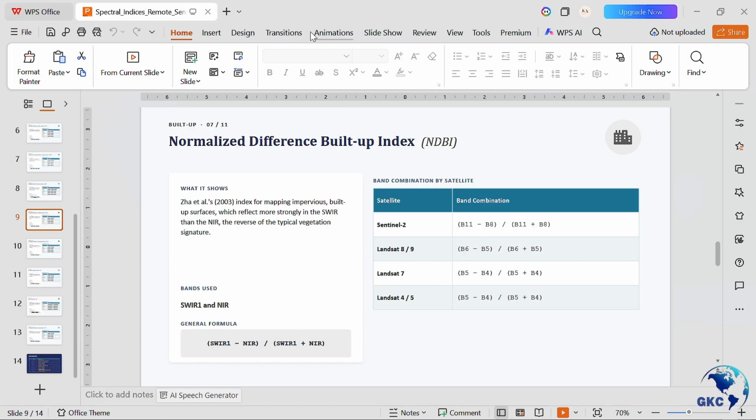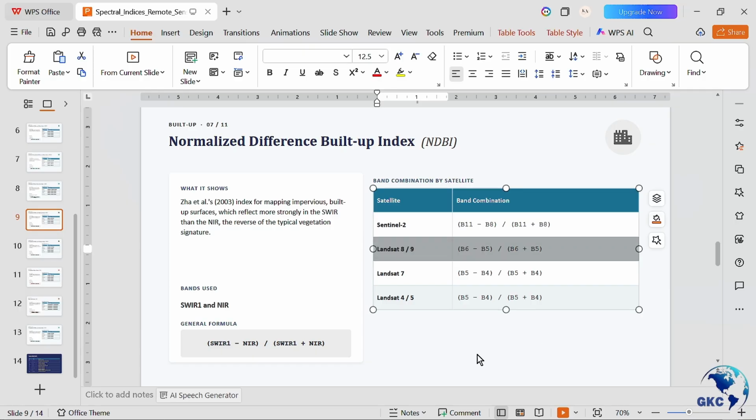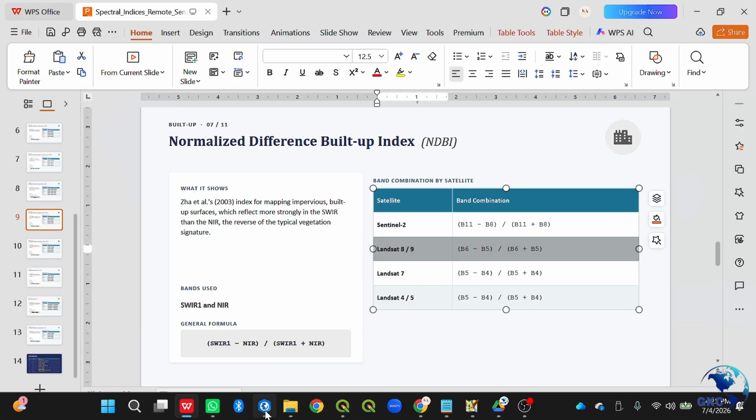The bands we're using are the shortwave infrared 1 and the near infrared, making our formula S minus N, all divided by S plus N. With this, we're looking at band 6 and band 5. If I'm working on Landsat 8, that's my formula for the band I'm using, 6 and 5.